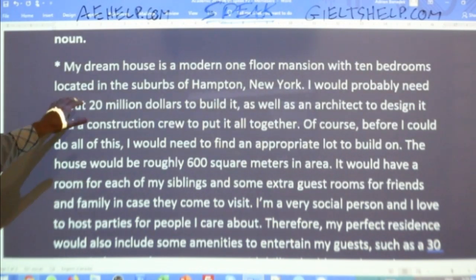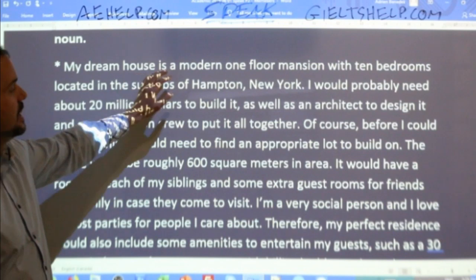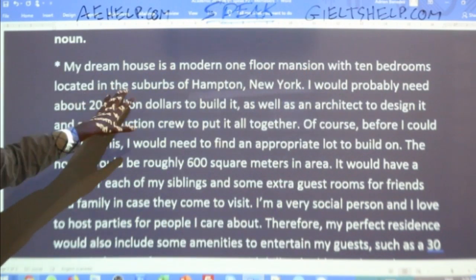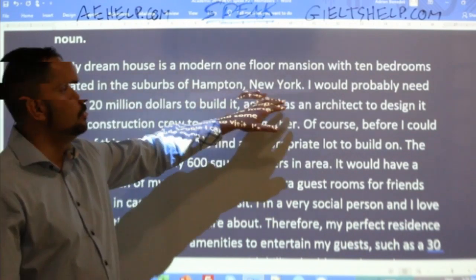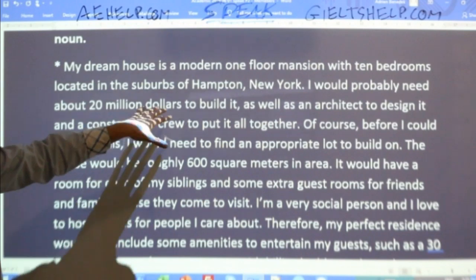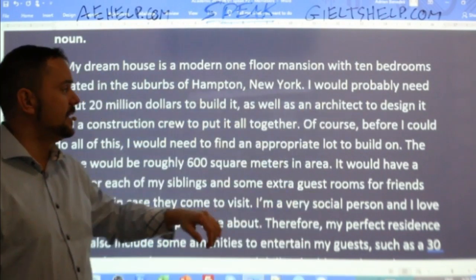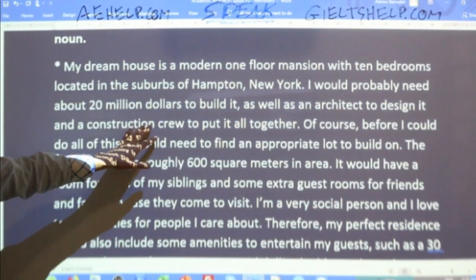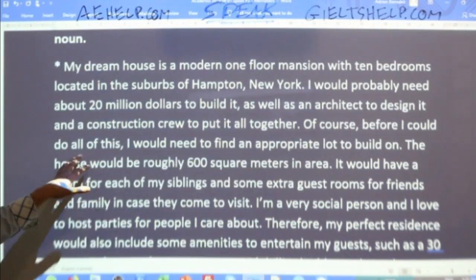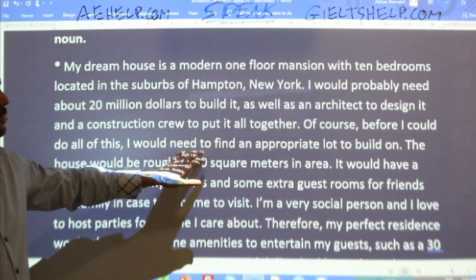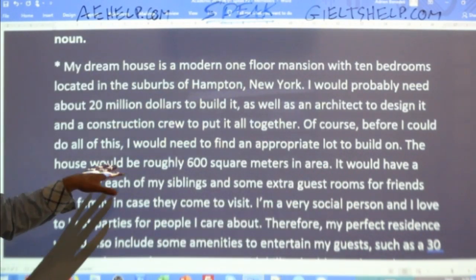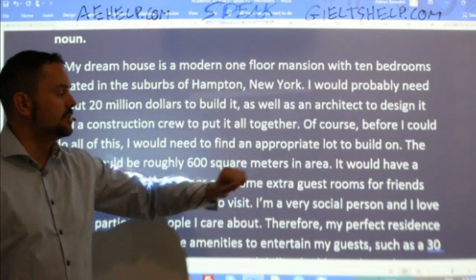My dream house is a modern one-floor mansion with 10 bedrooms located in the suburbs of Hampton, New York. I would probably need about $20 million to build it, as well as an architect to design it, and a construction crew to put it all together. Of course, before I could do all of this, I would need to find an appropriate lot to build on. The house would be roughly 600 square meters in area.